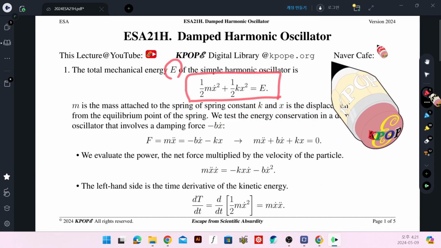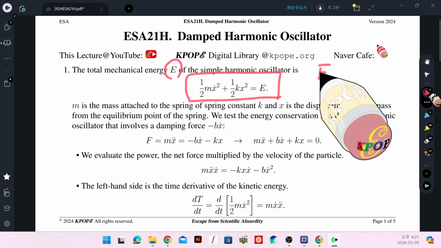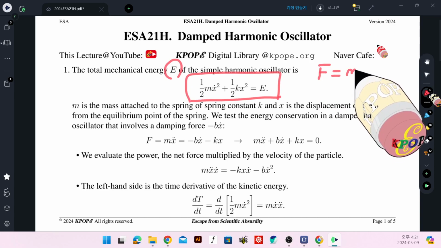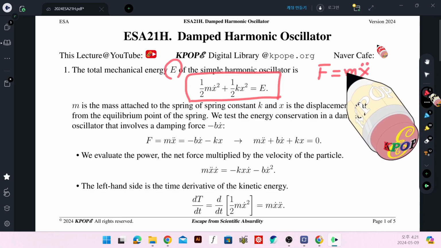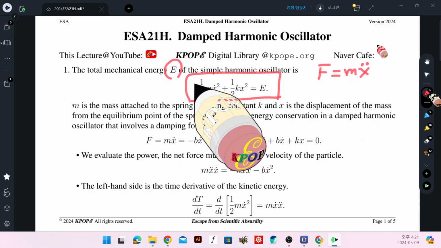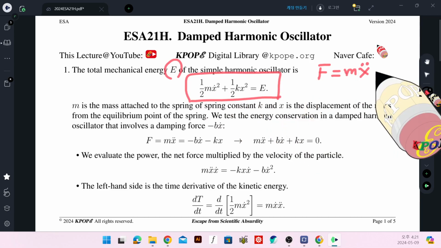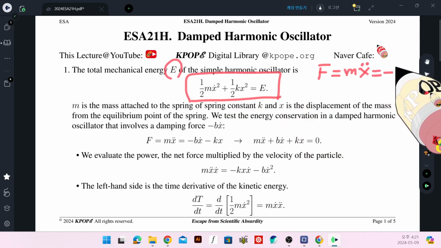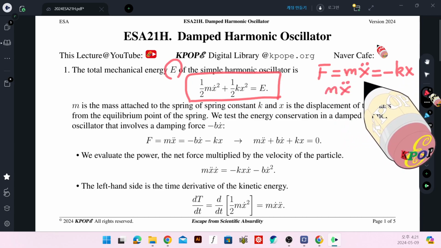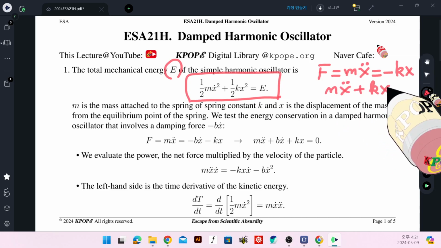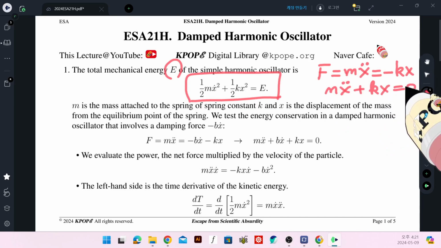We recall that the equation of motion is F equals mass times acceleration. In the case of the simple harmonic oscillator, the force is minus kx. The equation of motion is m acceleration plus kx equals 0.